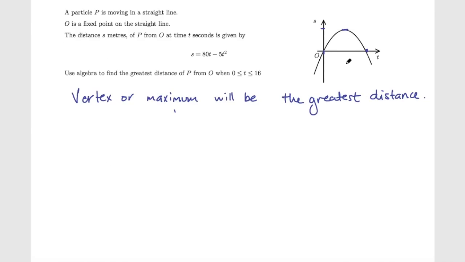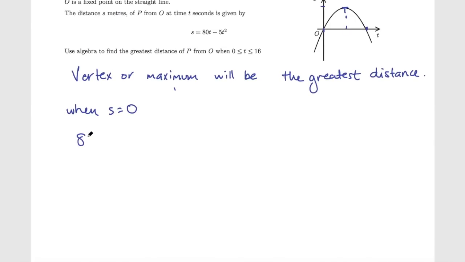To find that, we can find the distance halfway between where the graph cuts the time axis, or the solutions, or what we would usually call the roots of this graph. And that will be when s equals 0. So when the graph cuts the t-axis, s will equal 0. So we can say when s equals 0, 80t minus 5t squared will equal 0.